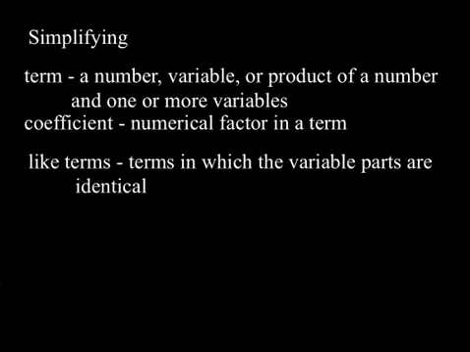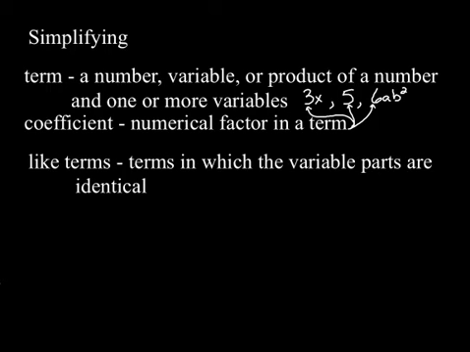Let's do an example of that first. Some examples of terms: 3x, 5 is a term, 6ab squared is a term. Okay, and then for each of those, the coefficient would be the 3, or the 5, or the 6. The number part of that factor, or the number factor, is the coefficient.